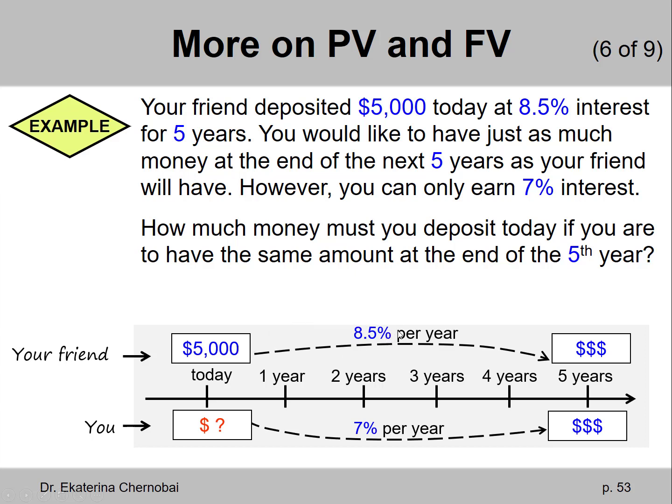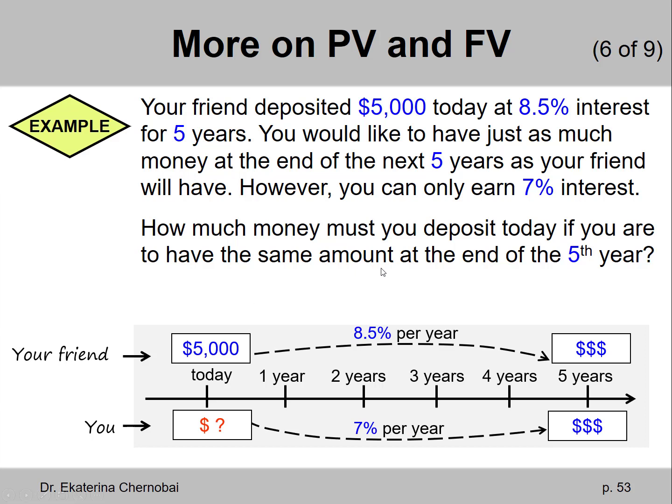His account pays him 8.5% interest rate per year. He waits 5 years. He will have some amount of money then. You want to have the same exact amount of money in 5 years in your account. The question is, how much should you deposit so that you also get the same future value? However, your bank pays you only a 7% rate. How would you solve a problem like this?